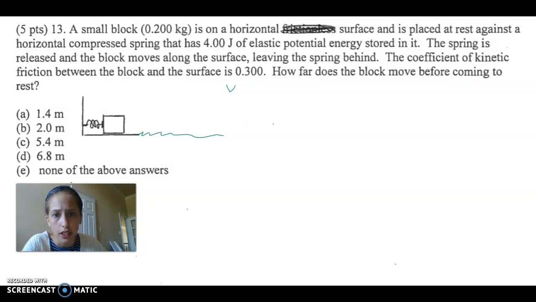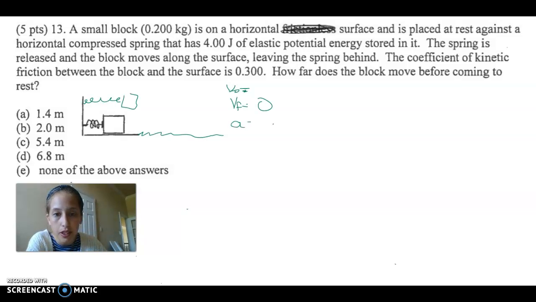So the initial velocity, it's tempting to say zero because it starts here, but I'm going to start at this moment here, right where the spring lets go. That's the initial velocity. We can calculate that using the law of conservation of energy. The final velocity is zero. After it uses up all that energy, all that energy gets converted to thermal through the friction. So the final velocity will be zero.